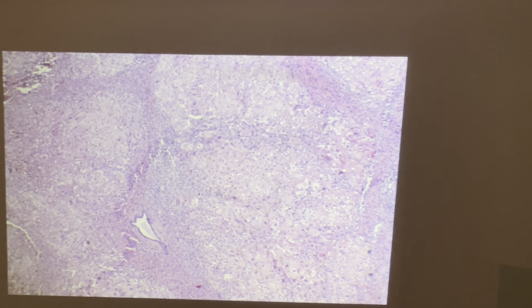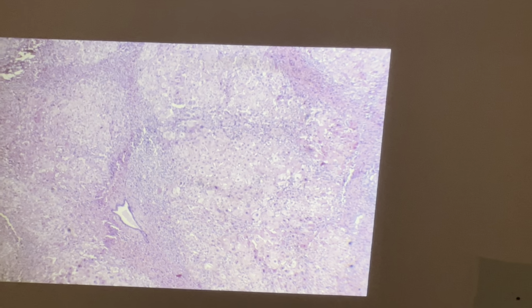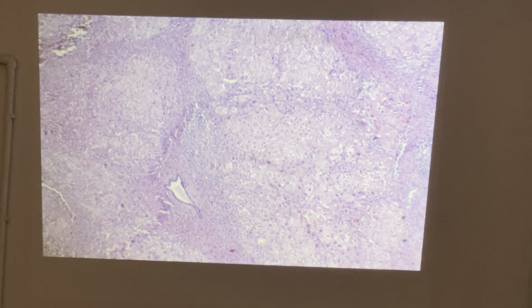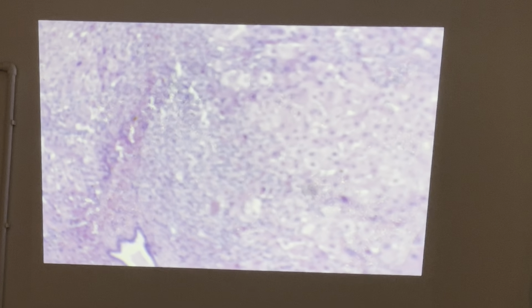In the center of the nodule, we have a pale coloration of the hepatocyte. This pale coloration is a regenerative nodule. This regenerative nodule is surrounded by a thick layer of what? Of the fibrous connective tissue. Let's just see in the higher power. Okay, take a look.